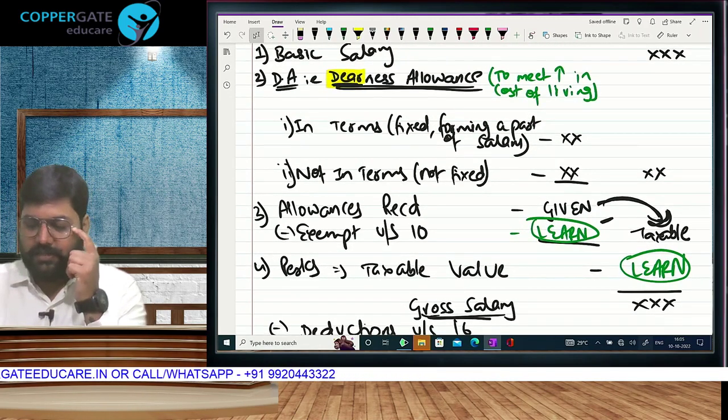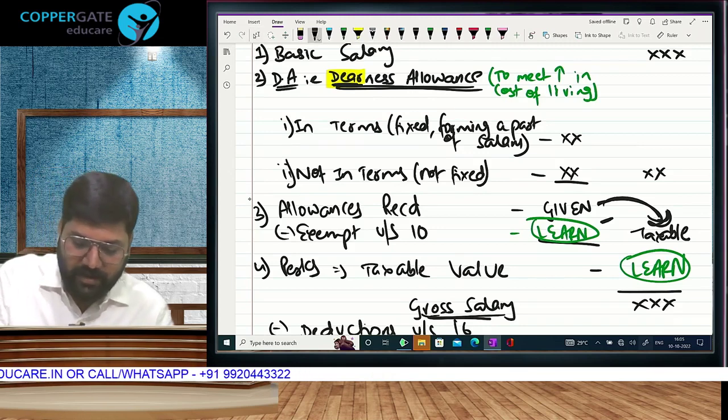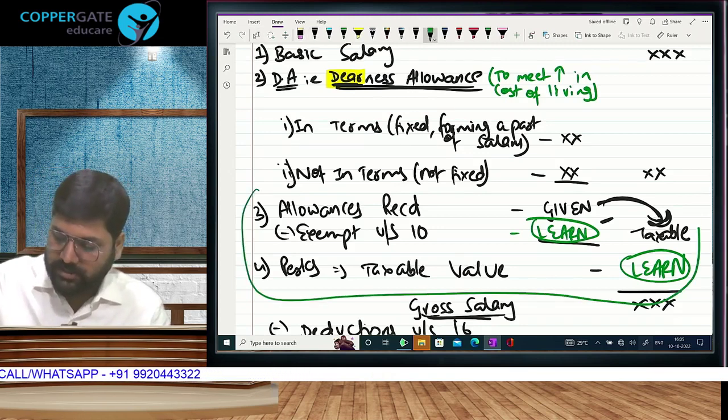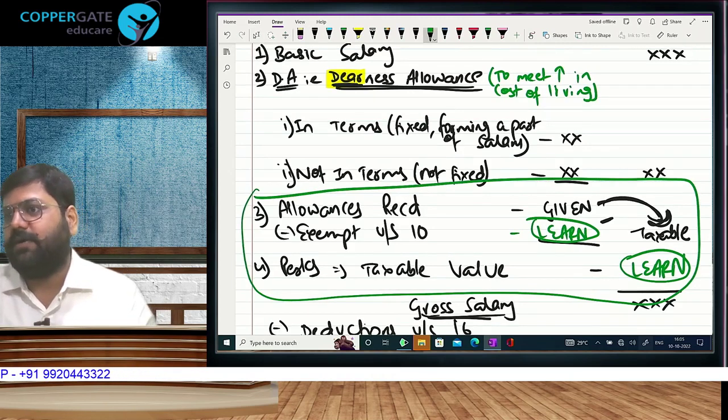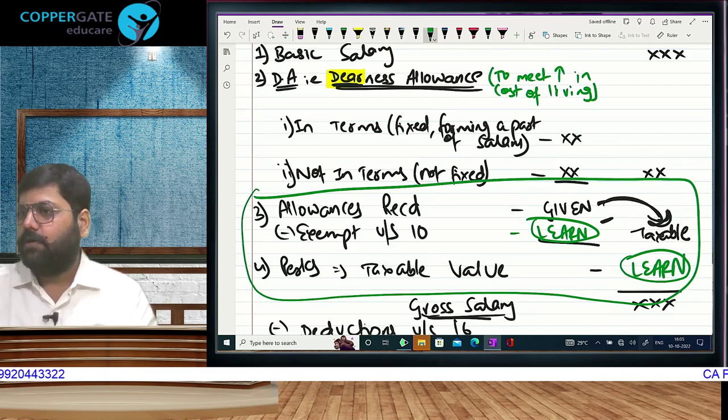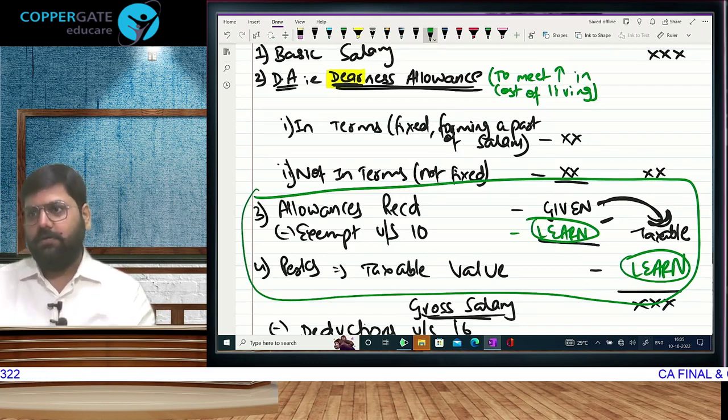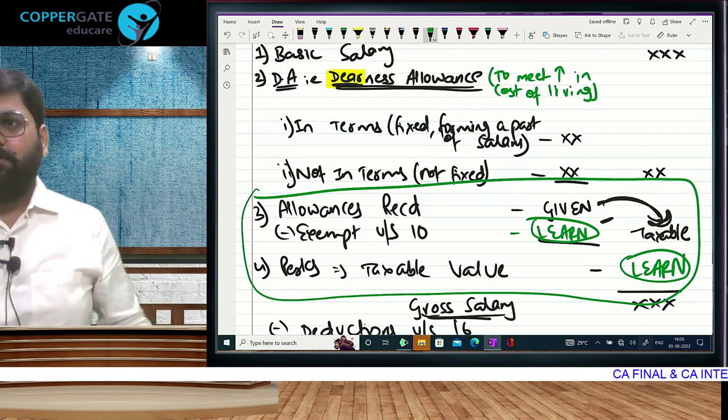DA explanation is done. All that I am required to teach you is this part. In it also, the exempt part in allowances, and the taxable part in perquisites. Is it clear? Everyone? Well, we'll continue in the next class.